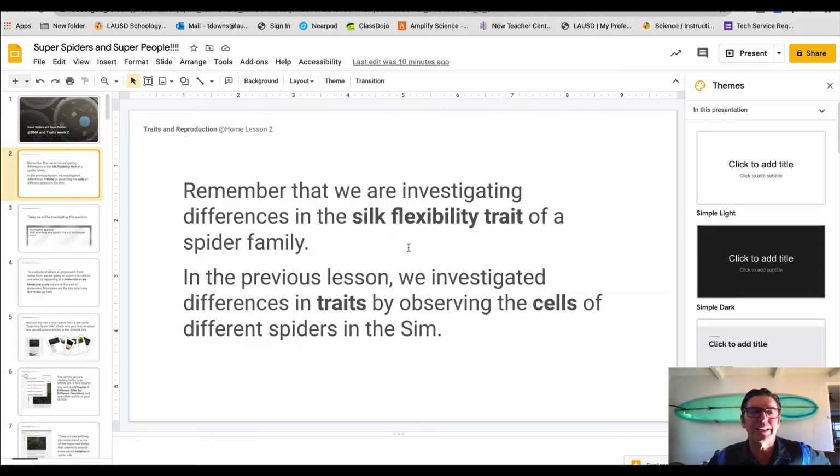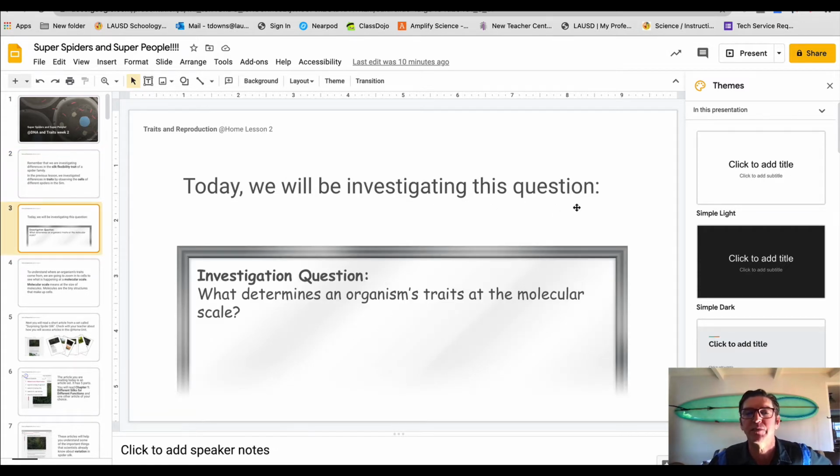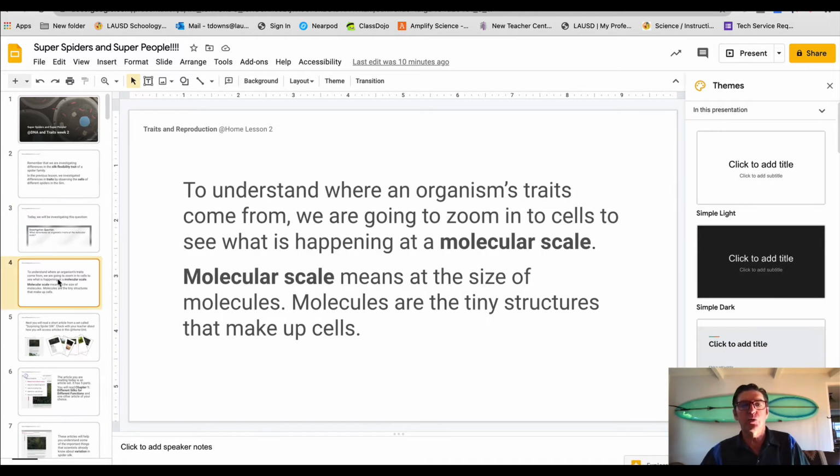Remember that we are investigating differences in the silk flexibility trait of a spider family. In the previous lesson, we investigated differences in traits by observing the cells of different spiders in the sim. Today, we will be investigating this question: What determines an organism's traits at the molecular scale? To understand where an organism's traits come from, we are going to zoom into cells to see what is happening at a molecular scale. Remember, molecule, we learned about this earlier. Tiny, can't see it. Molecular scale means the size of molecules. Molecules are the tiny structures that make up cells.